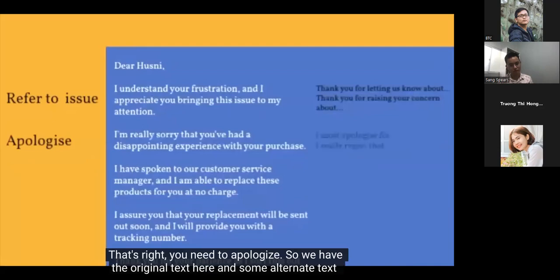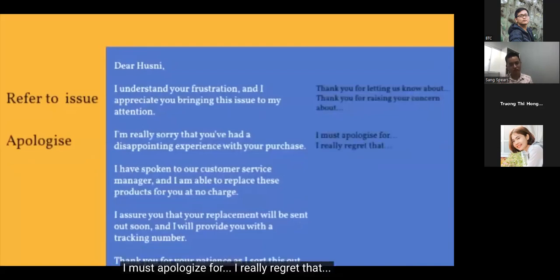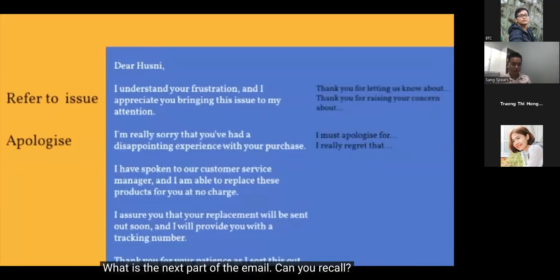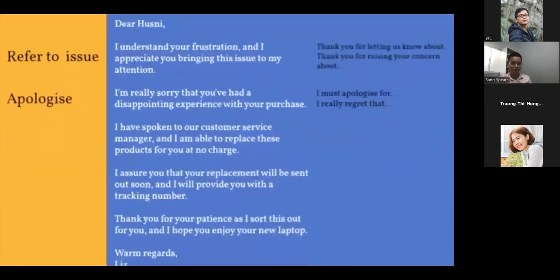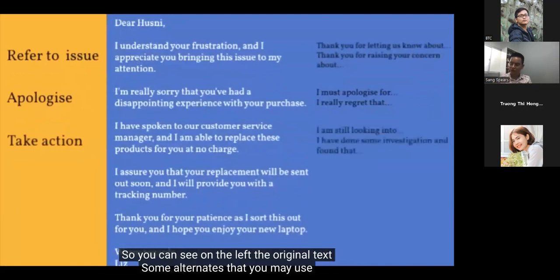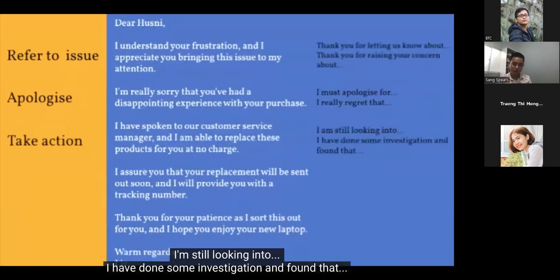So we have the original text here and some alternate text. I must apologize for, I really regret that. Of course, you can always use the very classic, very simple, I'm really sorry. What is the next part of the email? Can you recall? That's right. You need to take some sort of action. What's going to happen next? So you can see on the left, the original text, some alternates that you may use. I'm still looking into, I have done some investigation and found that. So this shows that we are taking some action to fix the problem.